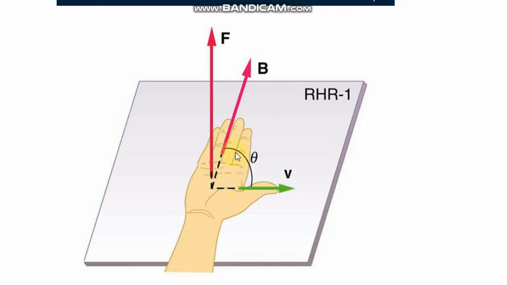We place our palm, the palm of the right hand, in such a way that the stretched thumb points in the direction of the velocity of the charged particle. The fingers point in the direction of the magnetic field B. Then the outward drawn normal to the palm will give us the direction of the force acting on the charged particle moving with the velocity V in this direction and placed in a magnetic field directed in this direction.